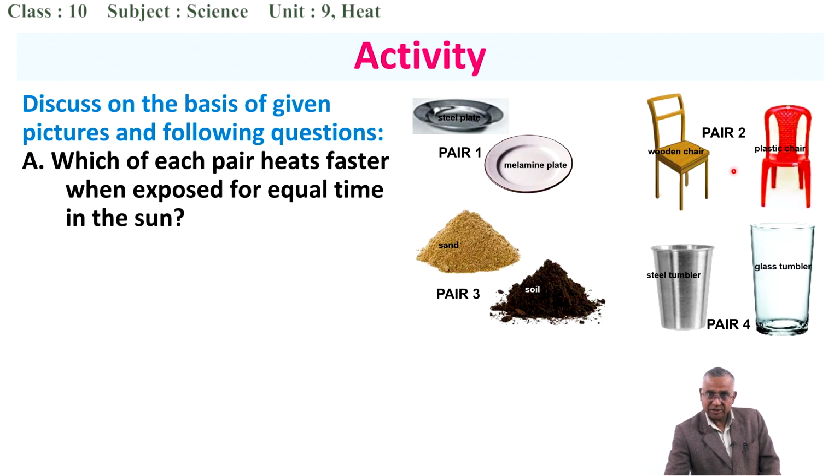Then in pair 2 there is a plastic chair and a wooden chair. Which of them heats faster? Like that, sand and soil are both in the form of a heap, of about equal volume. And here are a steel tumbler and a glass tumbler. In each pair you have to find out which one will heat faster. Both are of about equal size but different material. These are also of equal size but different material and different colors. Here these two are of about the same volume but different colors and materials. And here not only different materials but different sizes also. Later we will discuss it. At first find out your thought: what do you think about them?